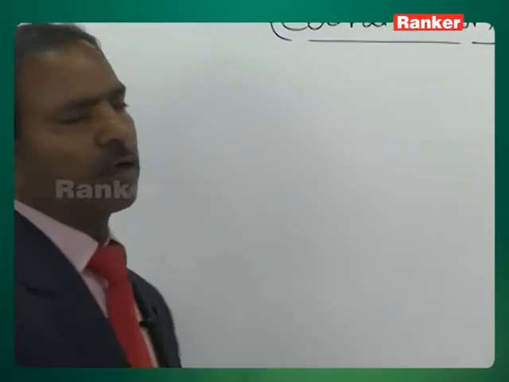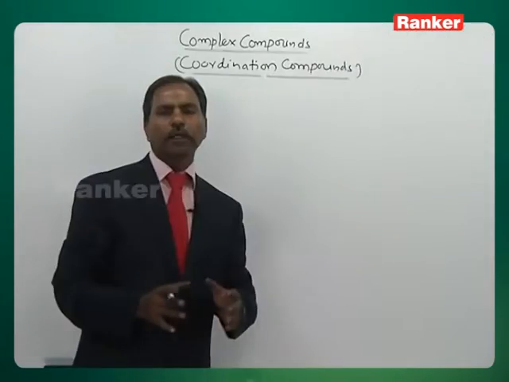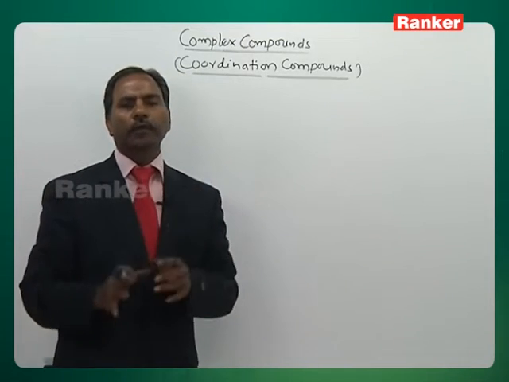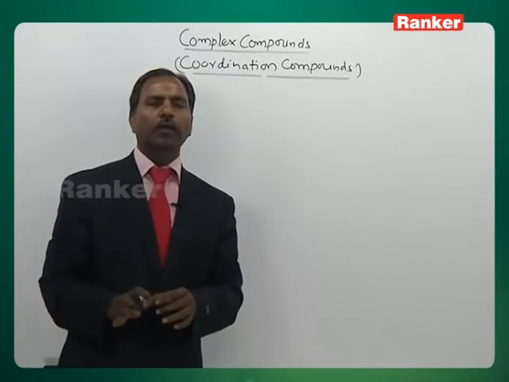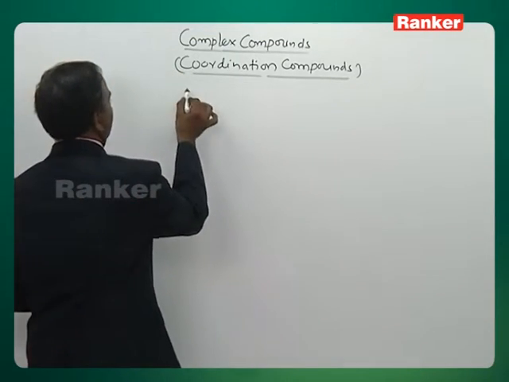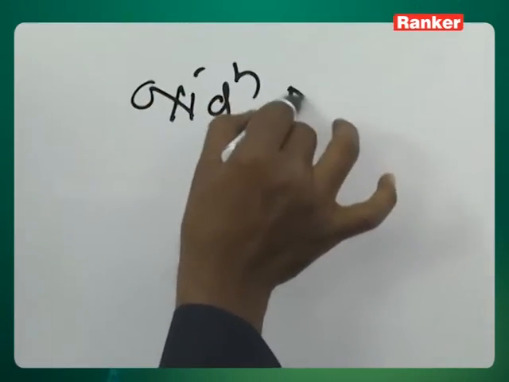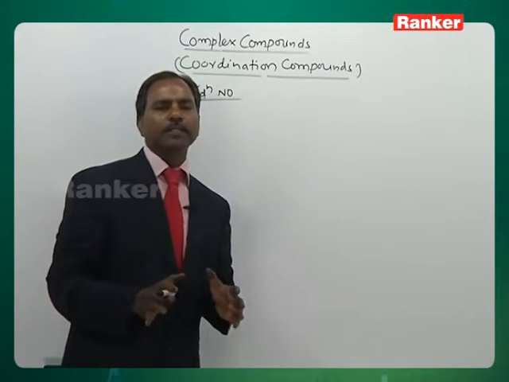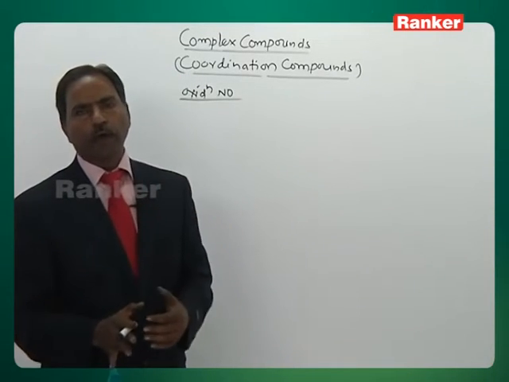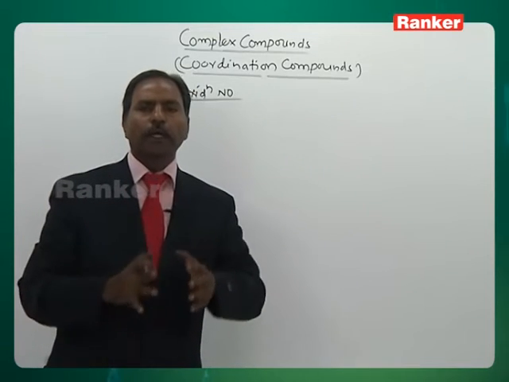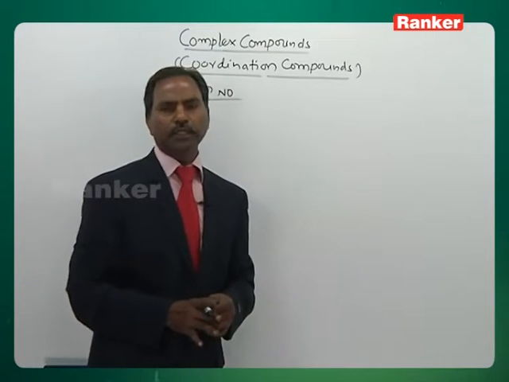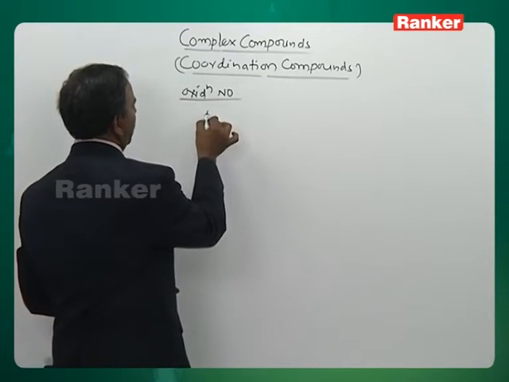Next, having completed the ligands, the next term we generally use in complex compounds is oxidation number. Oxidation number is easy only when you are thorough with the different types of ligands I have given you. Oxidation number: the number of charges over the metal ion in a complex, either positive or negative, we call the oxidation number.